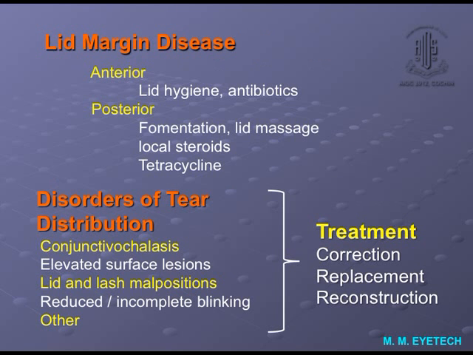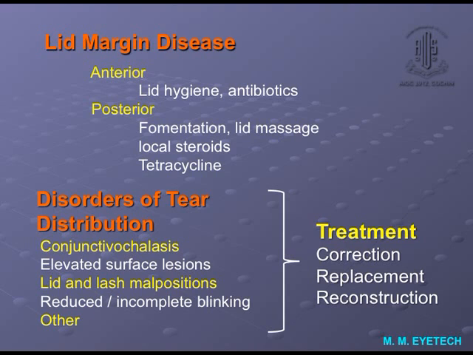If there is lid margin disease, the DTS algorithm that I showed you was for pure dysfunctional tear syndrome without lid margin disease. But when there is lid margin disease, the use of hygiene or cleansing of the lid margins, the use of antibiotics, using various shampoos or even diluted betadine to scrub the eyelashes, fomentations, lid massages, the use of local steroids and oral tetracycline as well.